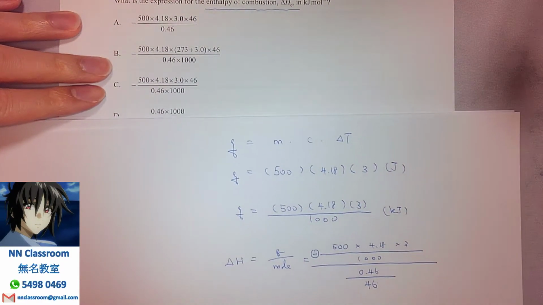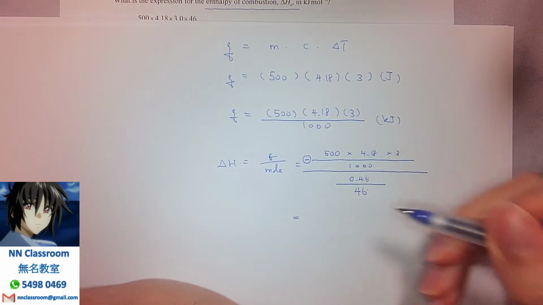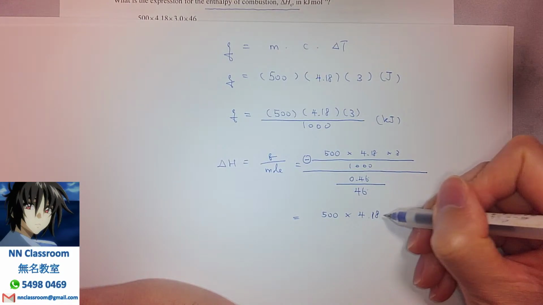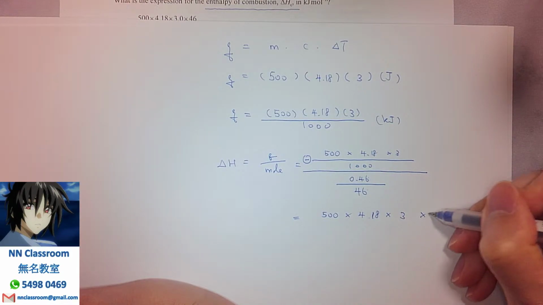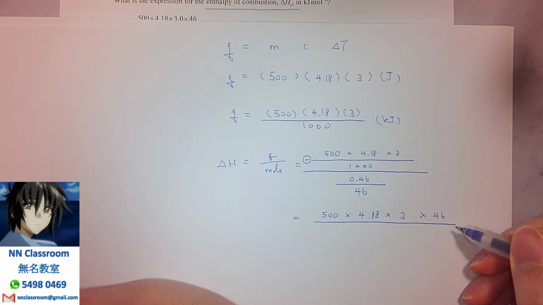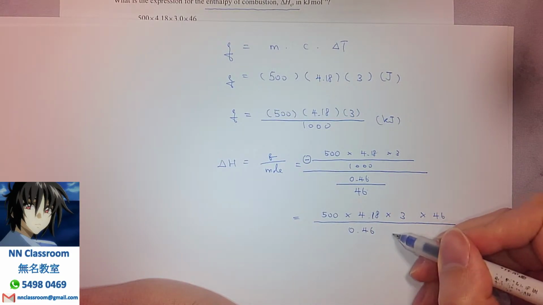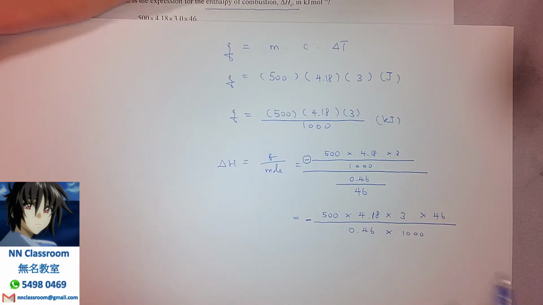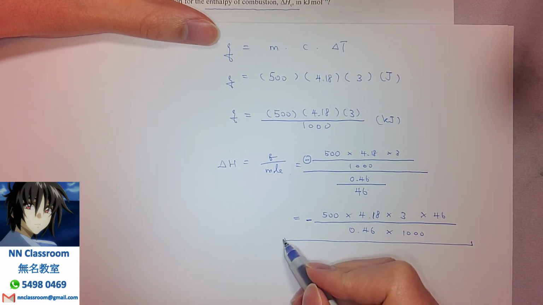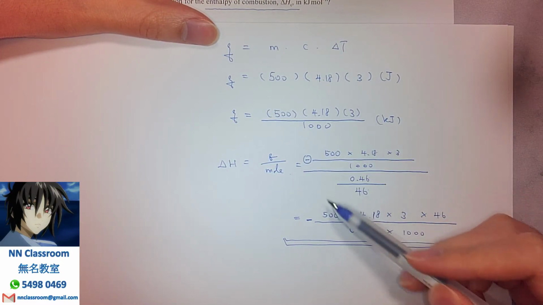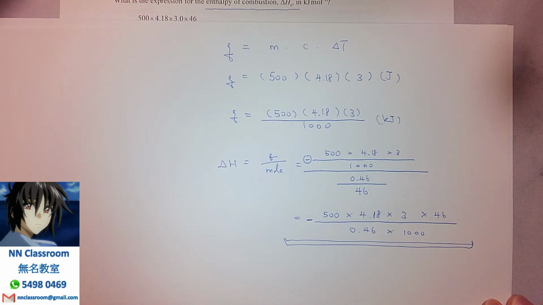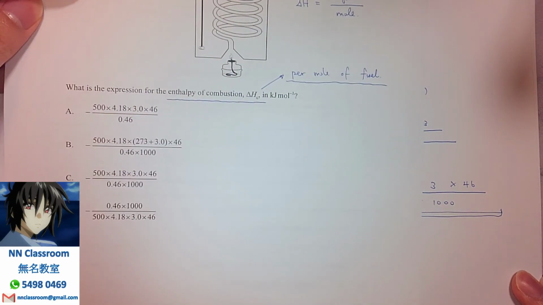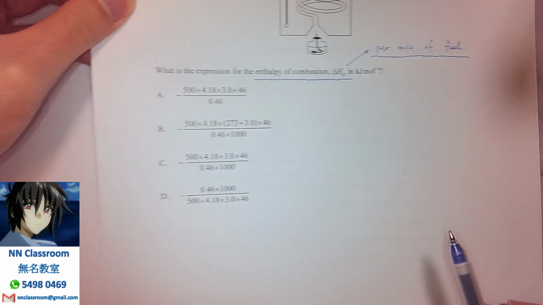That makes sense, right? So finally, we better simplify first. So that will be equal to 500 times 4.18 times 3 times 46 over 0.46 times 1000, and then it is going to be a negative number. After we have our expression simplified, according to basic algebra, at the end we can check the answers back to the choices. And you realize that in this case the best matching answer will be C.